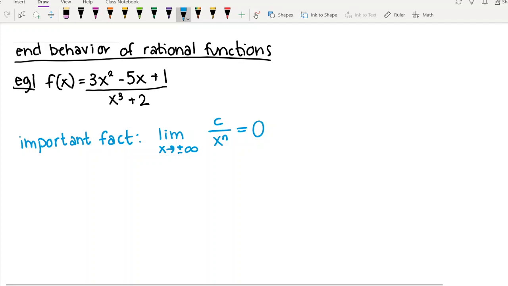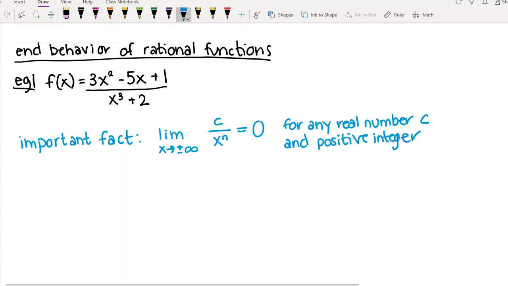And let me just write down what c and n represent, and then we'll come back to talking about why this is. So this is for any constant c. So c could be a negative number, or any real number c. So c could be positive, negative, fraction, decimal, whatever, any real number c. But n has to be a positive integer, like 1 or 2 or 3 or 5 or whatever.